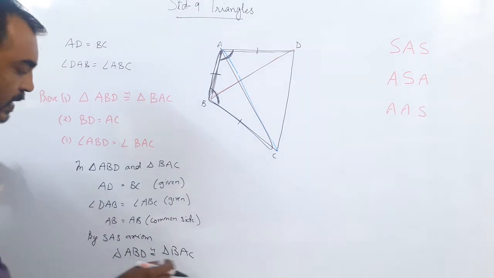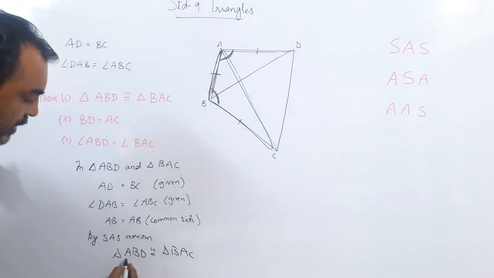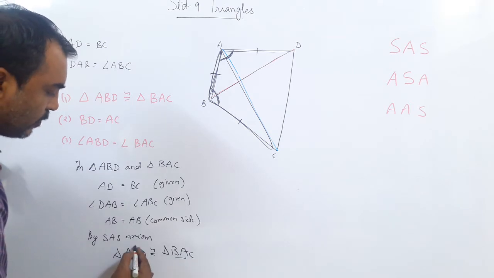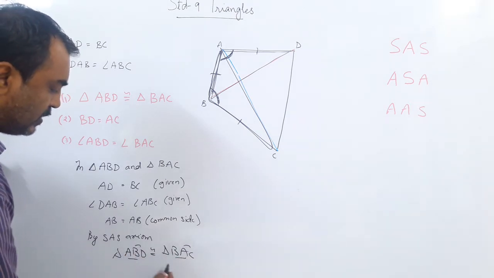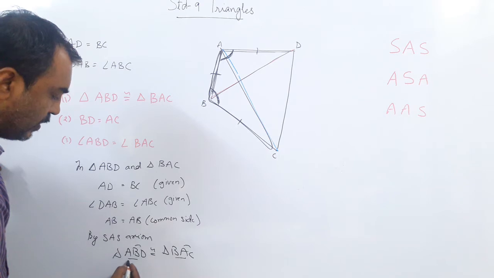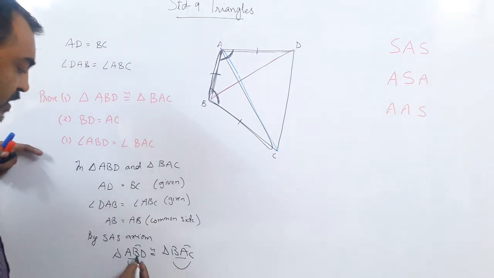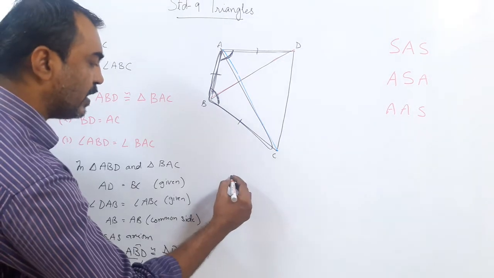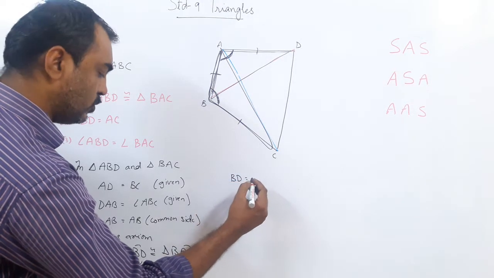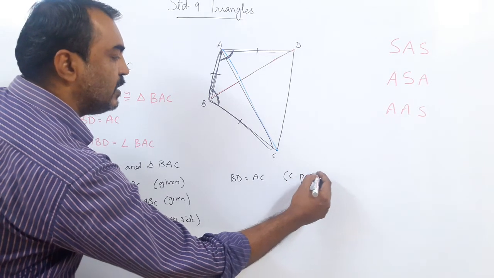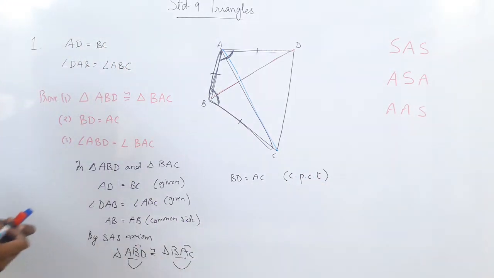Now because ABD and BAC are congruent, the corresponding sides AB is equal to AB, BD equal to AC, and AD equal to BC. So BD equal to AC, we can write BD equal to AC. Therefore, we write BD equal to AC. Now here we write CPCT. What does CPCT mean?